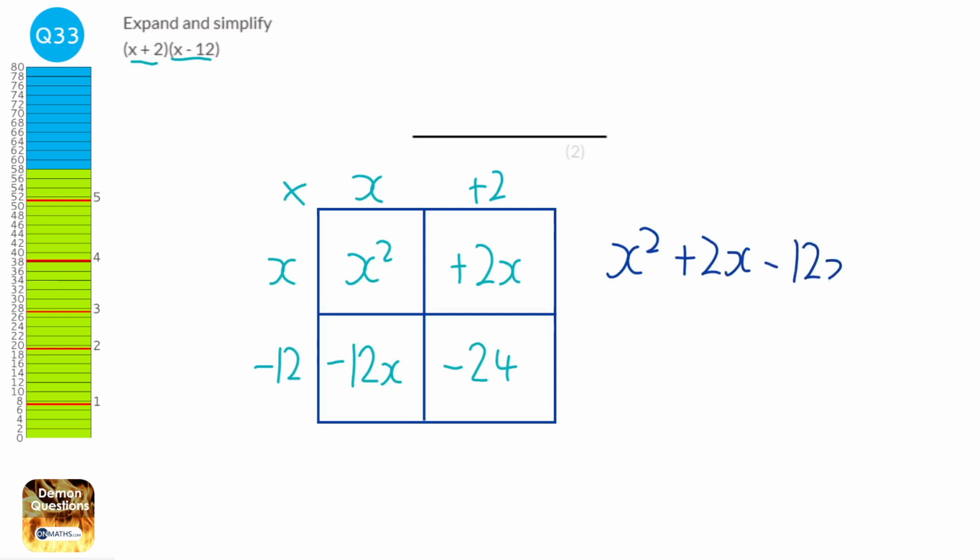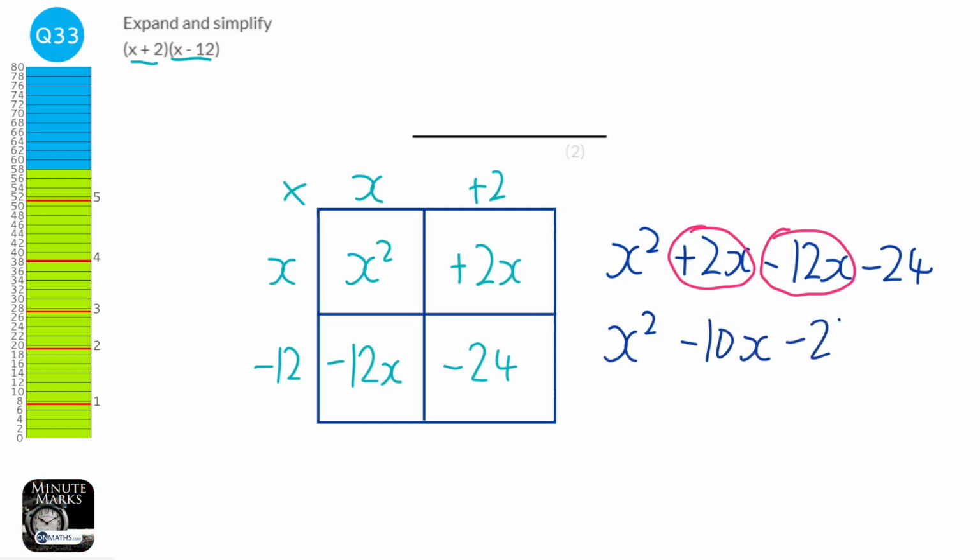and we'll notice that we've got 2x terms there. Got the 2x and we've got the minus 12x, so we can collect like terms. And so here it will add together to make minus 10x. And that's our answer. So our answer is x squared minus 10x minus 24.